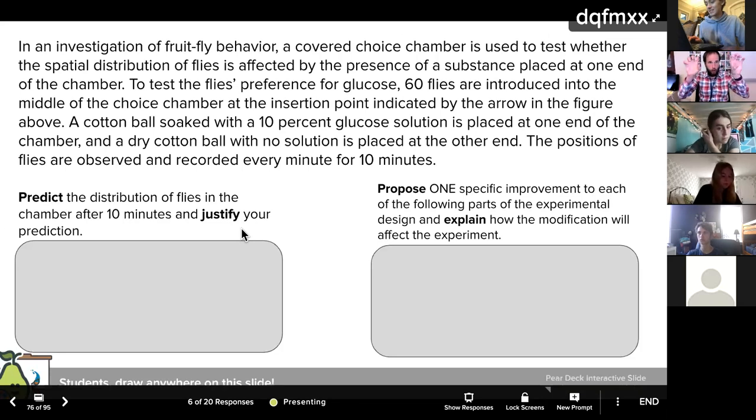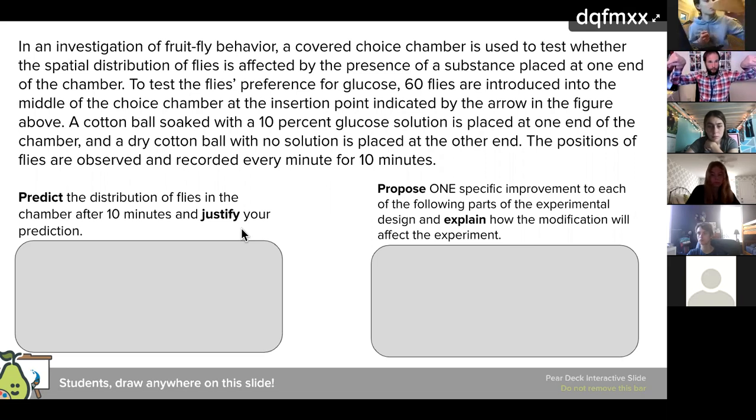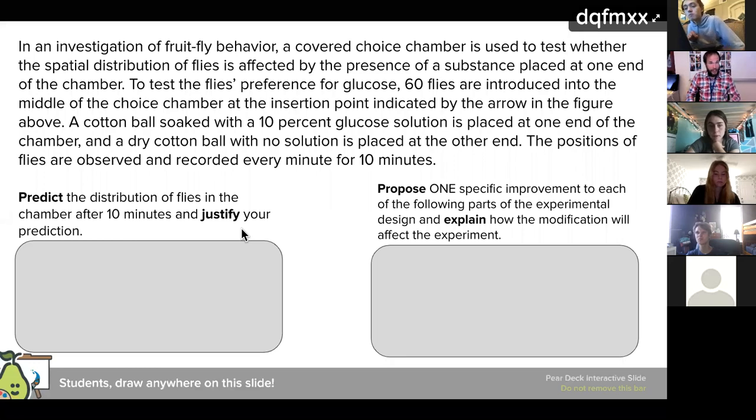Imagine that you have two arms with a central chamber in the middle. So you load the flies into the central chamber. And then at the end of either arm, you'd have a cotton ball, one that has the glucose solution and one that's dry. So once you put the flies in the middle, they can freely move to any of the two arms that they like. Every minute you're counting the number of flies that are on each side of the chamber. That's all it is. So going back to the discrete data, these are counts at a moment in time. Yes, we collected data for 10 minutes, but you're doing a count of the number of flies every minute for those 10 minutes.